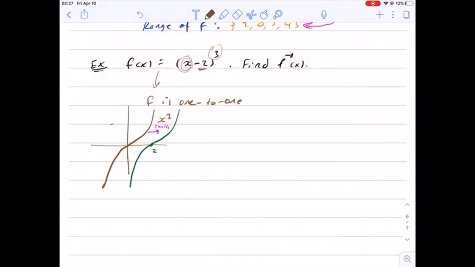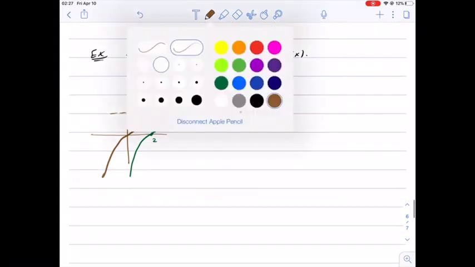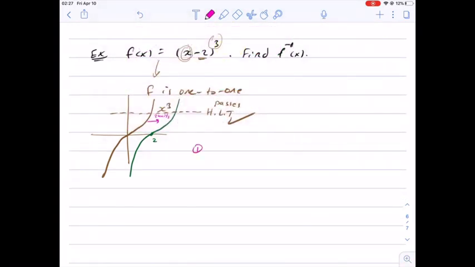Okay, now we still have a one-to-one function, because every horizontal line must intersect the graph at most at one point, so it passes the horizontal line test. Okay, now we find the inverse. We apply the previous 4 steps. So the first step is to find f inverse of x.